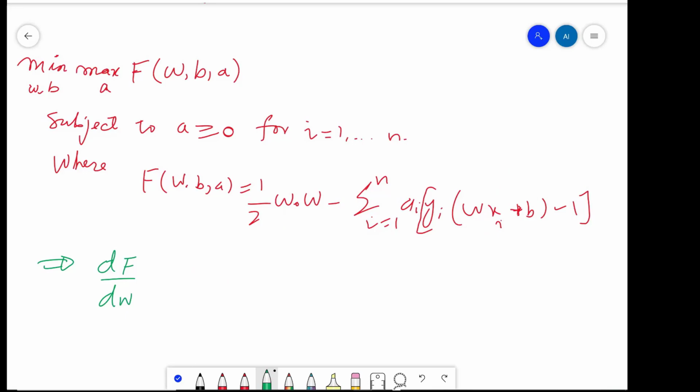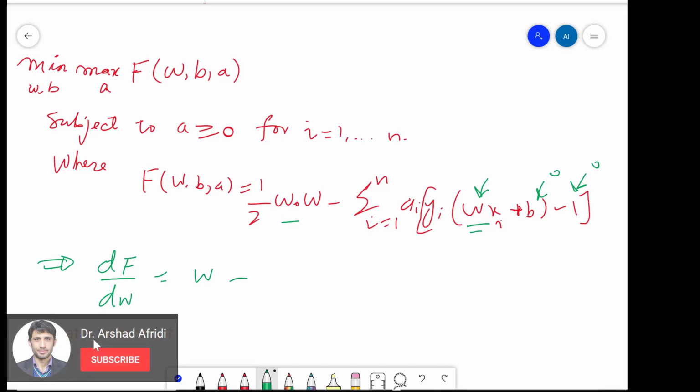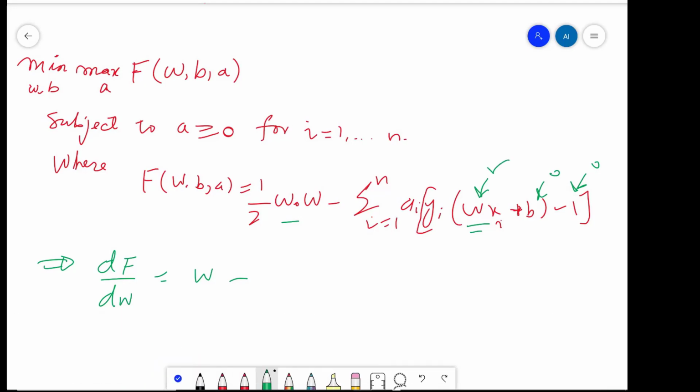So when we take the derivative with respect to weight W, half W square becomes only W when we take the derivative. And because only W is available with x, the b term becomes 0. So we get the summation of alpha i y i and x i, and as we know that it is equal to 0, it gives us W is equal to the summation from i equal to 1 to n of alpha i y i x i.